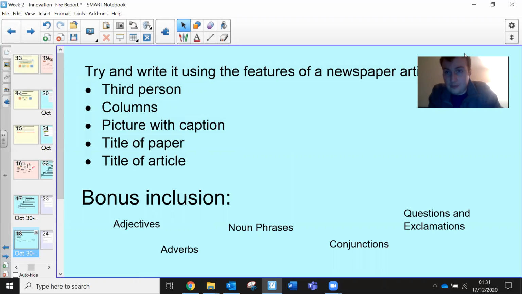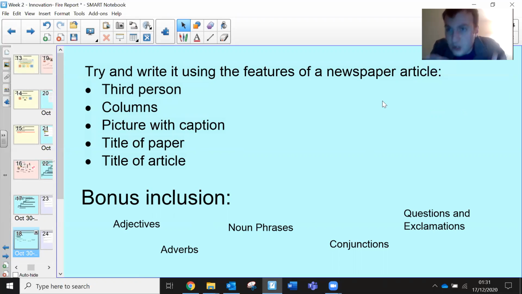Okay. So, hopefully, you will have remembered all the features that will make up your newspaper article. You write it in third person. What does third person mean? Have a think. Good. It does mean when you write, you don't say, I did this and I did that. It's they did this. This happened. Okay, you are reporting on this. It's not something that's happened to you. You are reporting on an event, okay?